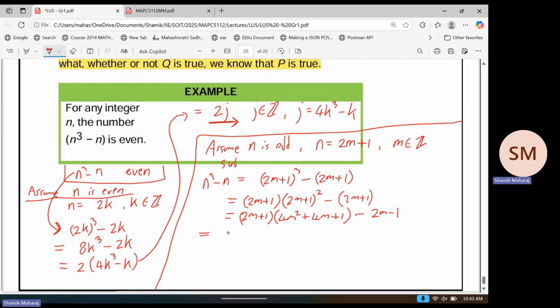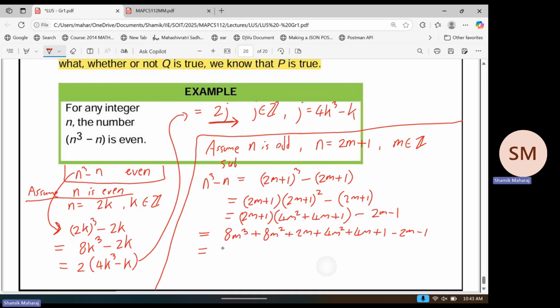So that will become 8m cubed, first term. Second term, 2m times 4m becomes, I messed something up already, no, 8m squared. 2m times 1 is 2m, then plus 4m squared. This is all times 1, so it doesn't really change anything. Plus 4m plus 1 minus 2m minus 1. Okay, we have to show that this result is now even.